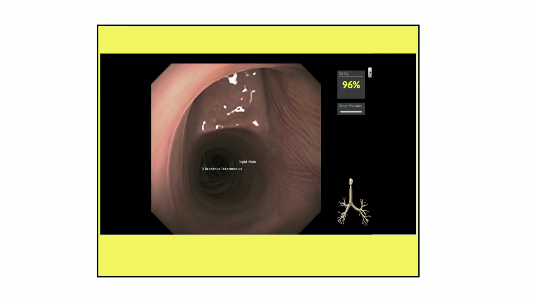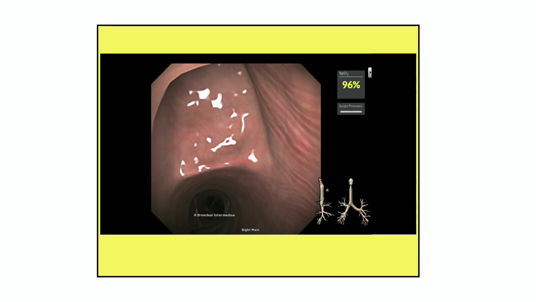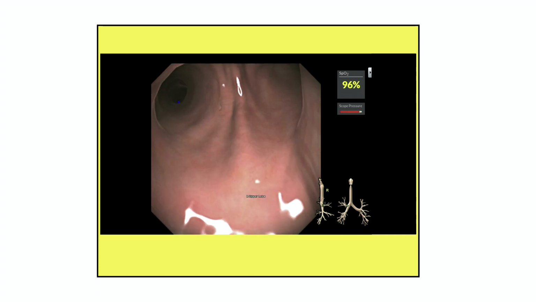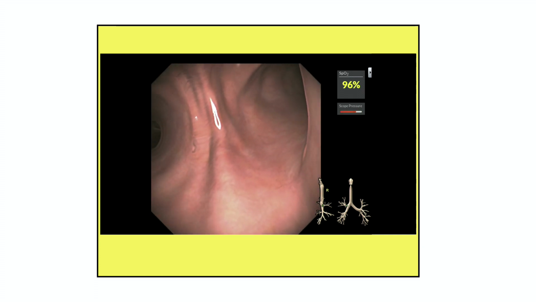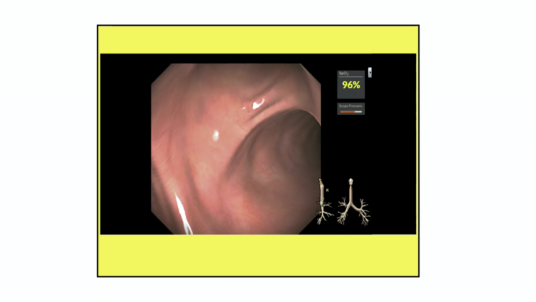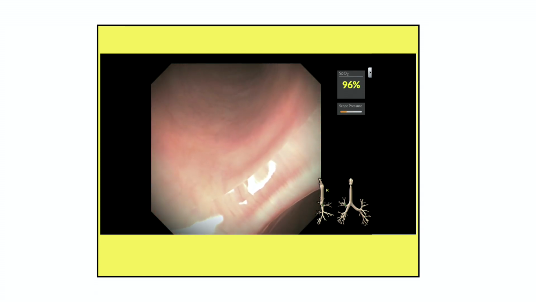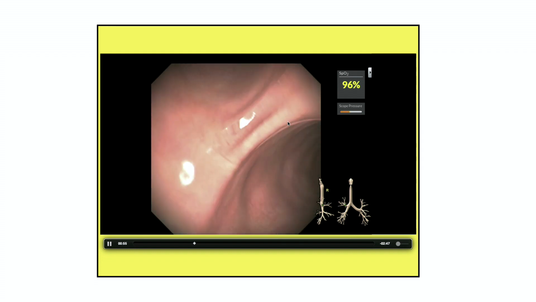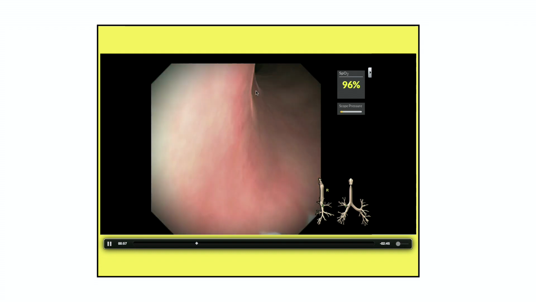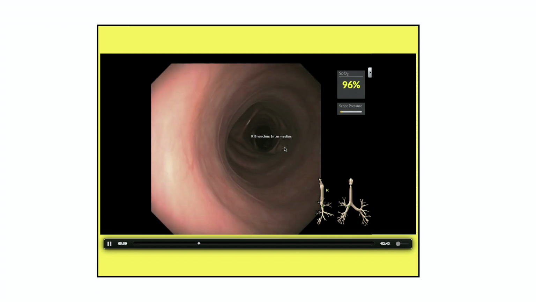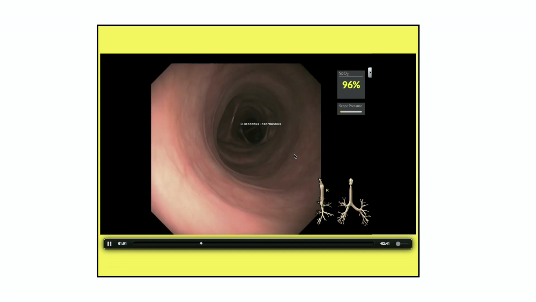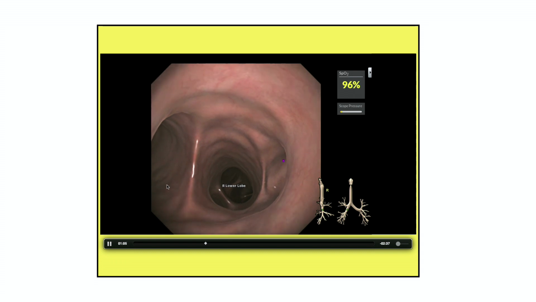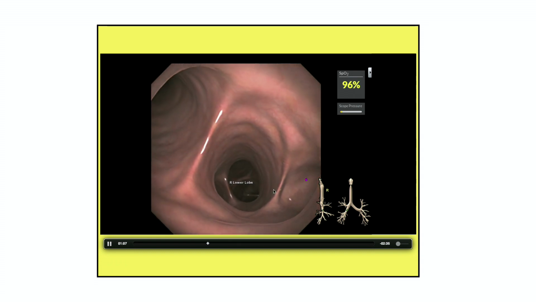As you appreciate, the right upper lobe is at a very acute angle, and it's sometimes difficult to visualize all the segments in the upper lobe. This is the apical segment of the upper lobe, the posterior and the anterior segment. This is the bronchus intermedius. From there we can see the opening of the middle lobe and also the opening of the lower lobe.